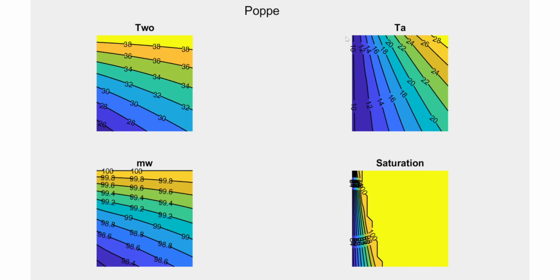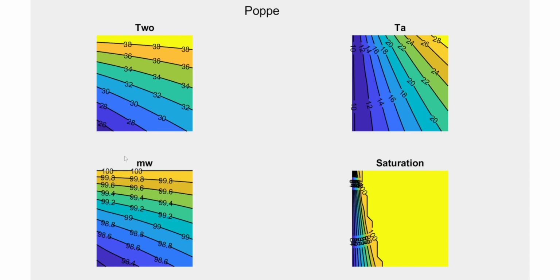Here we've got the air temperature field because it's specifically calculated by the Poppe method, entering at 10 degrees, and as it flows through the cooling tower it heats up. The air that is in contact with the inlet water all the time heats up a lot quicker than the air at the bottom of the cooling tower.